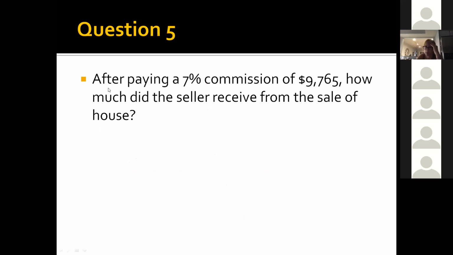All right, after paying a 7% commission of $96.75, how much did the seller receive from the sale of his house? Now, we're going to let you guys try to play with this for a minute. So remember, you're going to figure out how much his house sold for, and then you're going to take away the commission, and that's going to tell you how much he received from the sale of his house.